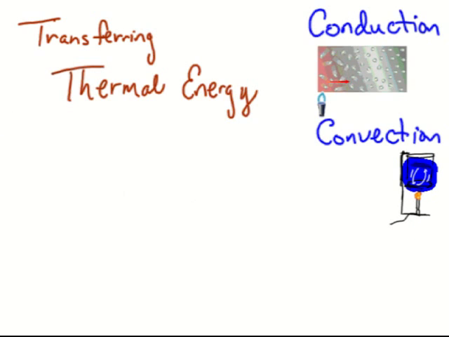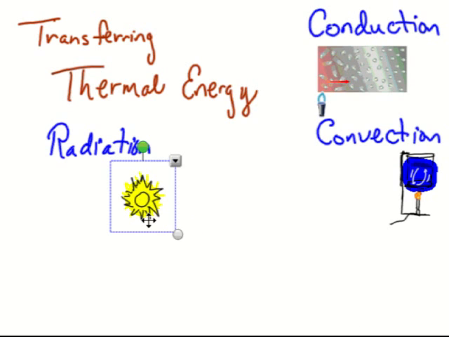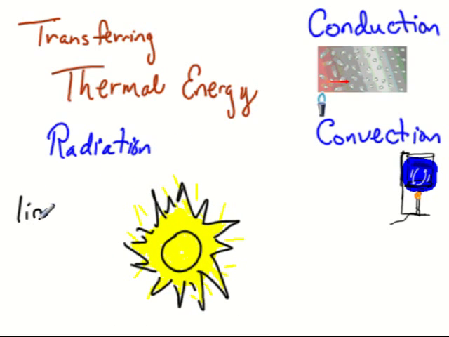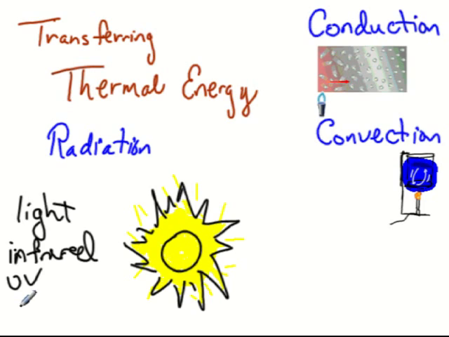The third way we transfer thermal energy is through radiation. And radiation is electromagnetic waves. The sun produces quite a bit of electromagnetic waves. It could include light, infrared, ultraviolet, other kinds of rays such as gamma rays. As you can see, all emitted probably by the sun.